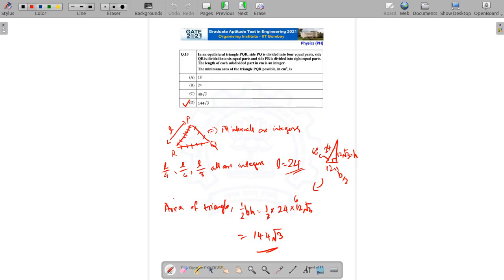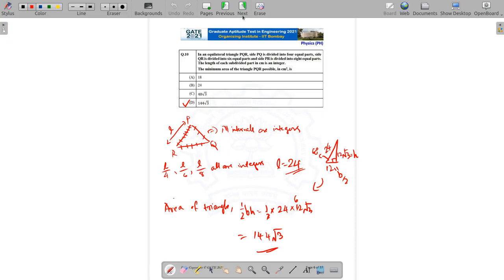So how to get that? Basically the area of a triangle is half b h, where b is the base and h is the height. So the base is anyway the length L. h you have to get. What is h? From this triangle you have this 60 degree angle. So you will get this 12, half of the length, and this 24, then that will give you this 12 root 3, because it's a right angle triangle. So you get half times b, which is 24 here, and h is 12 root 3. So that will give you 144 root 3. Okay, so the answer is 144 root 3.